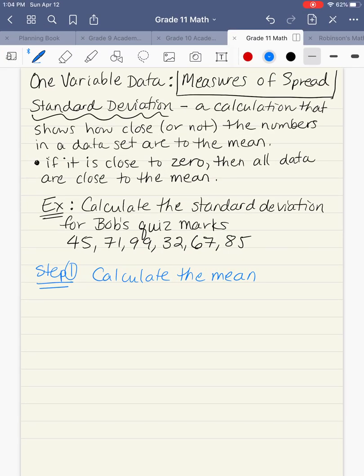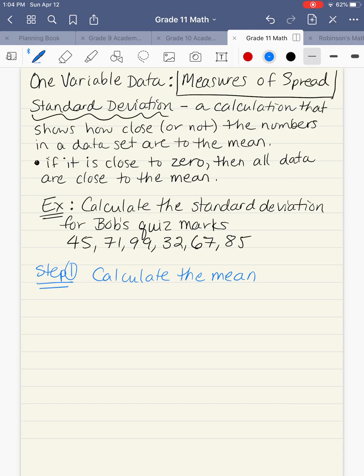Continuing to look at measures of spread in our unit on one variable data, we're going to look at standard deviation. So standard deviation is a calculation that shows how close or not close to each other the numbers in a data set are to the mean. So we're comparing all of our numbers to the mean, which is the average. And if we calculate our standard deviation and it is close to 0, then that means all the data points are close to the mean.